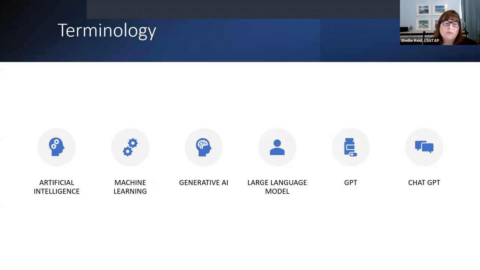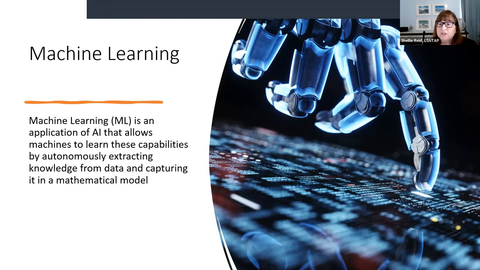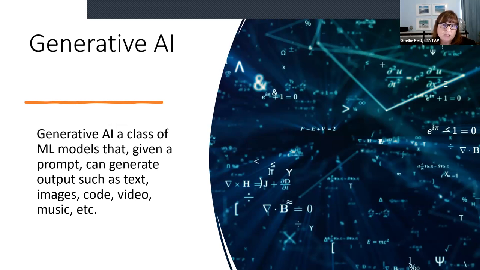The first thing we need to do is really learn a bit of terminology. Artificial intelligence is the capability of computer systems to mimic human cognitive tasks like problem solving and learning. It's how we describe a computer system's thinking. Machine learning is an application of AI that allows machines to learn these capabilities by extracting knowledge from data and capturing it in a mathematical model. Generative AI is a class of machine learning models that, given a prompt, can generate outputs such as text, images, code, video, music, and lots of other things.